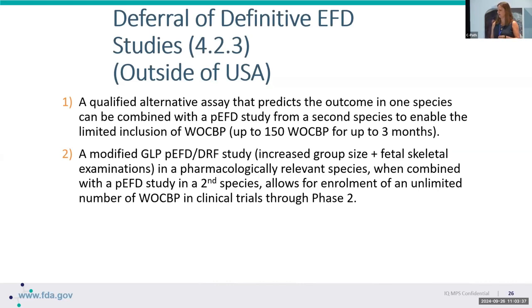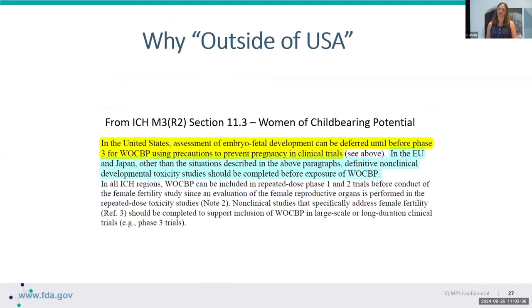And why do we say outside the US? Because in the United States, for the FDA, we actually can defer all of the embryo-fetal development testing until phase 3 for the most part, unless there's a specific cause for concern. So there are some distinct differences in the guidance that way.